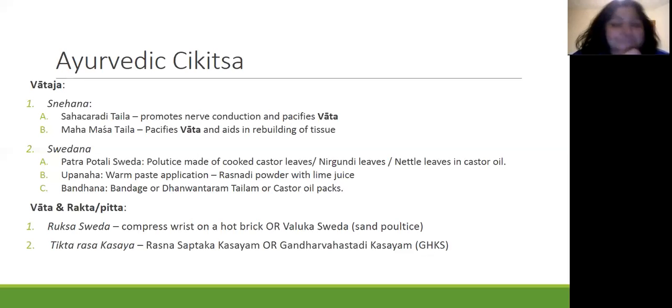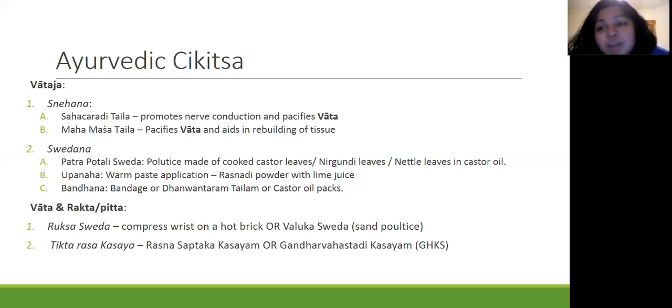Okay? So you can use Patra Potali Sweda, or you can even do an upanaha. Upanaha is the warm paste application. For instance, you can use the rasnadi powder with lime juice, as we had done in one of the practicals. Or here you can also use fennel, which is what we did over the weekend, the fennel powder mixed with warm water, or fennel powder mixed with lime juice, and just make sure that it is a warm paste.